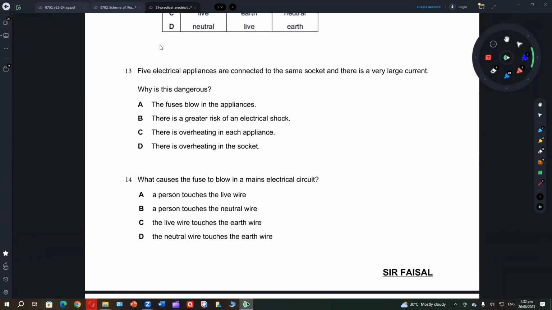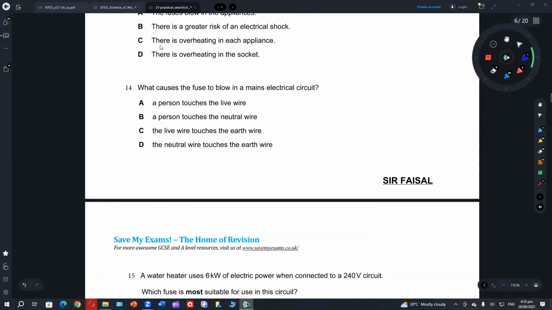Five electrical appliances are connected to the same socket and there is a very large current. Why is this dangerous? He has connected 5 devices. This is something in our country also we make this mistake of connecting a number of devices in one extension. Why is this dangerous? The fuses blow in the appliances. There is a greater risk of an electric shock. There is overheating in each appliance. There is overheating in the socket. Overheating in the socket is a good choice because a number of devices are connected.